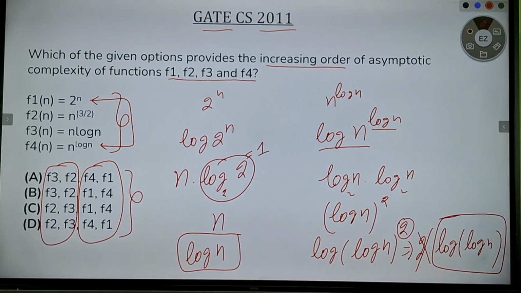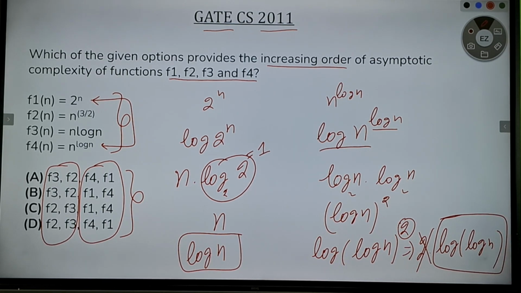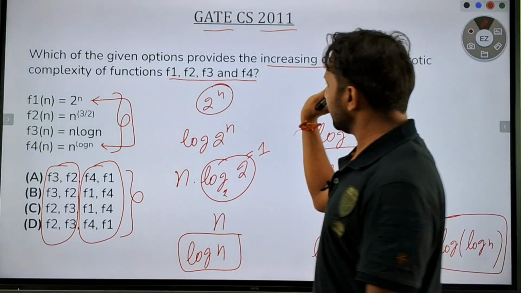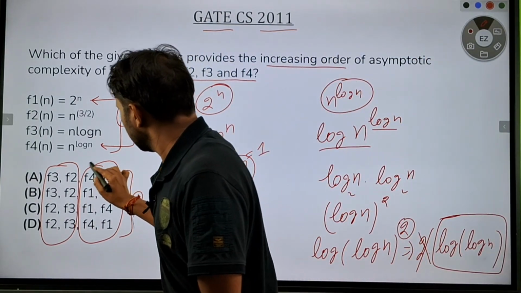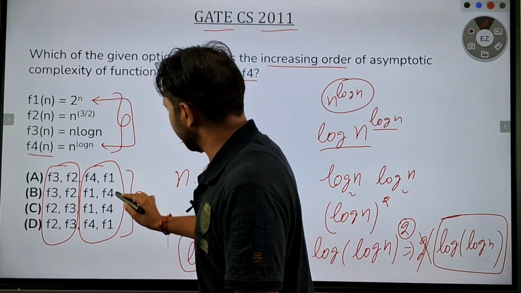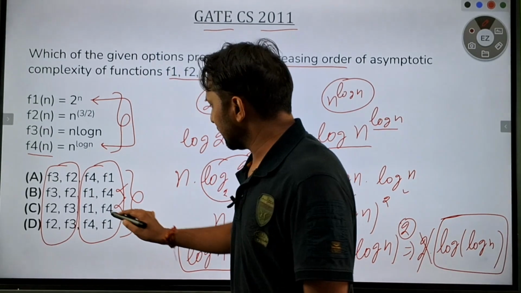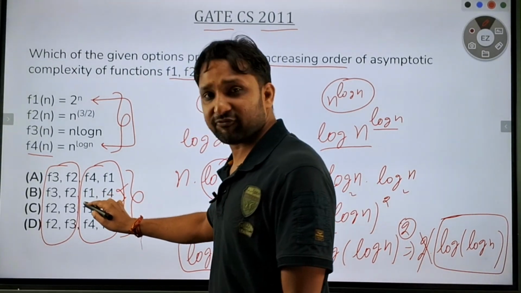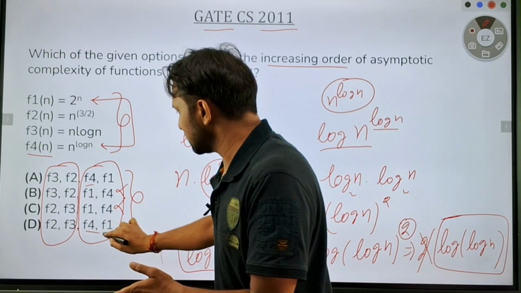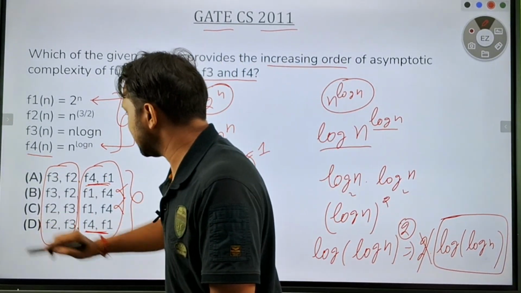We know which one is smaller, which one is greater. Log n is greater, log of log n is smaller. So this is greater, this is smaller. We need to write in increasing order, so f4 will come first, and then f1. You can see that these two options are out now because they write f1 first. We are writing in increasing order, so smaller should come first. So out of these options, one answer will be correct out of A and D.